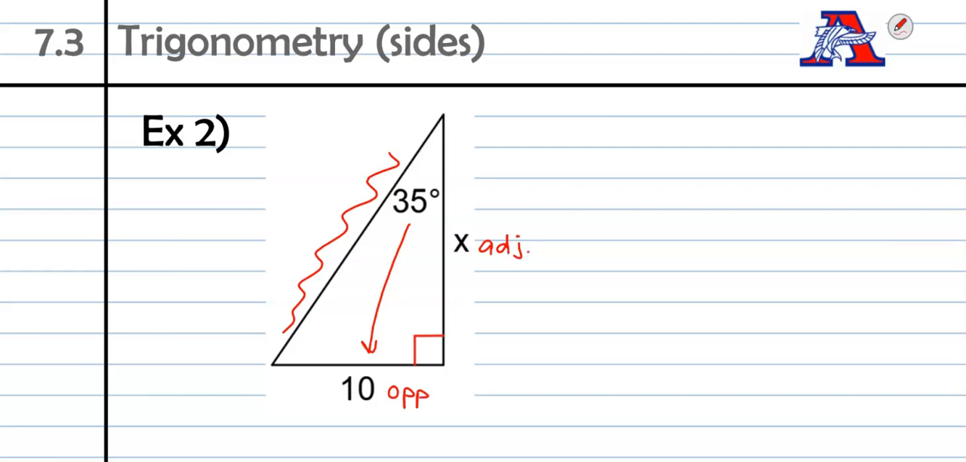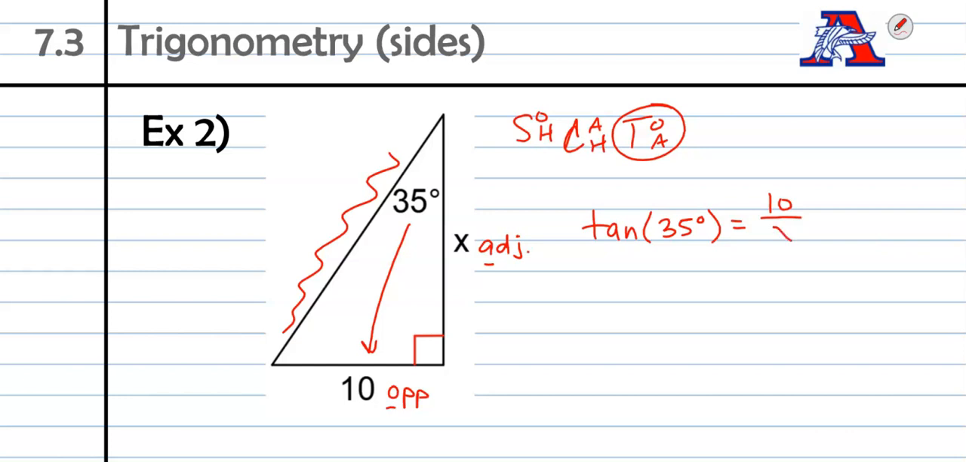Okay, so now think back to SOHCAHTOA. It's definitely not SOH. It's not CAH, but it is TOA. It's tangent because it's opposite and adjacent. So we're going to set it up. Tangent of 35 degrees is equal to opposite 10 over adjacent x.